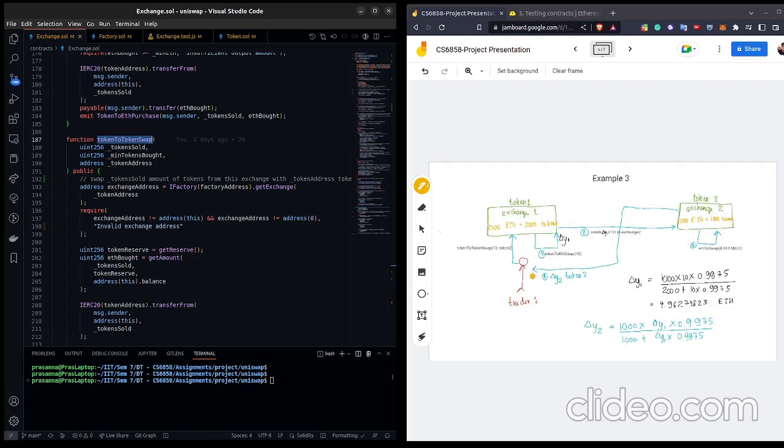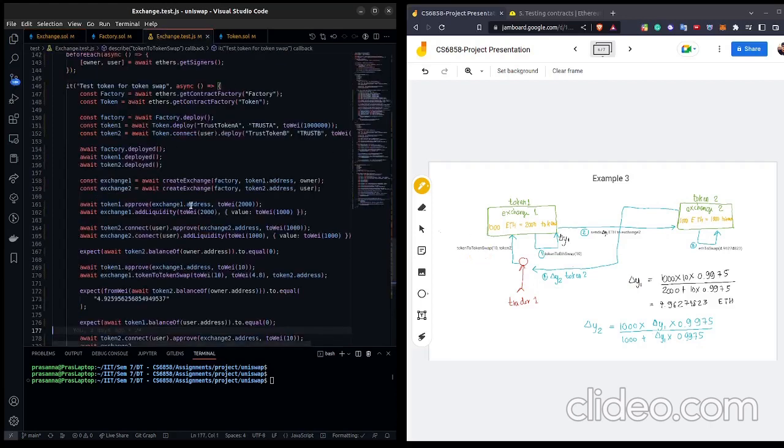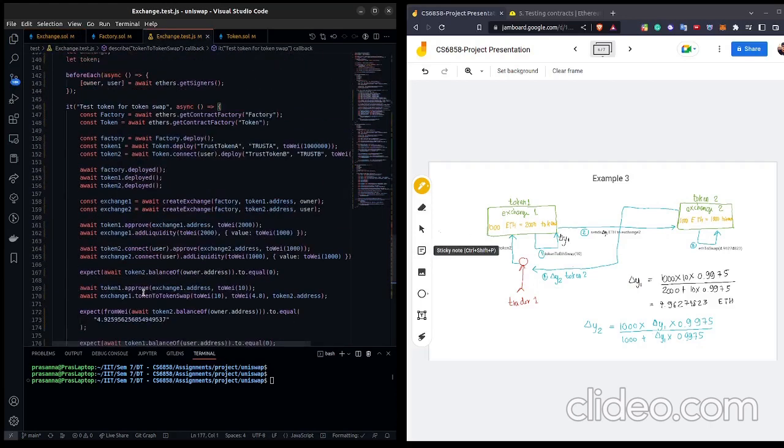We use the existing token to ETH and ETH to token swaps to achieve a token to token swap. First, exchange 1 swaps the 10 token 1s for ETH and sends the delta y1 ETH to exchange 2 instead of sending it to the trader. In exchange 2, delta y1 ETH is swapped with token 2 and the resulting delta y2 amount of token 2 is sent back to the trader. This scenario is modeled in the third test.